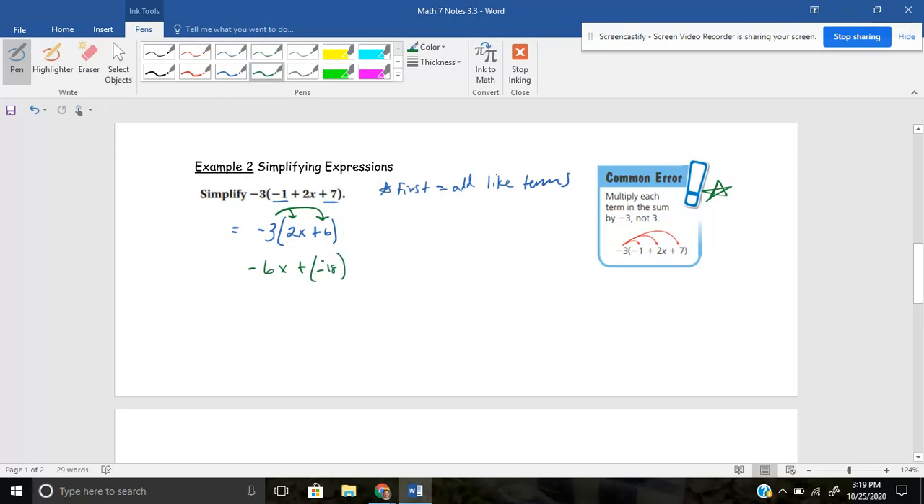And again, the reason I put my parentheses here is just to make this look nice and neat, so I don't have a plus and a negative right next to each other. Remember, that's the same thing as negative 6x minus 18. Adding a negative is the same as subtracting. I will take either answer there. Either will work. Okay.